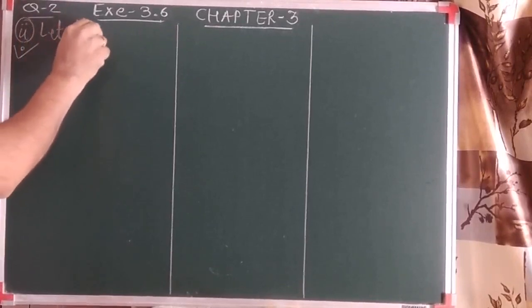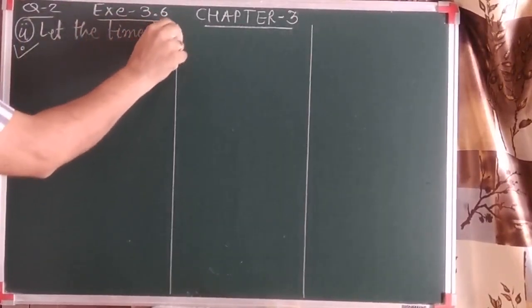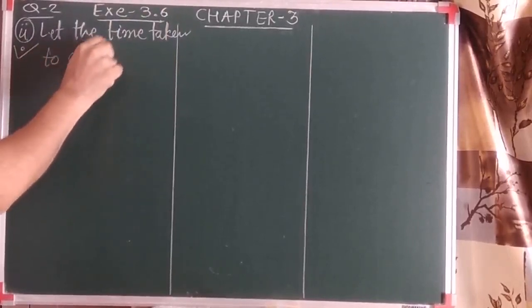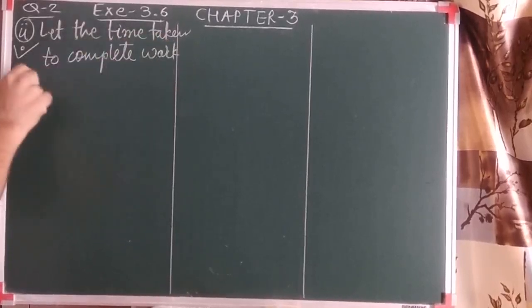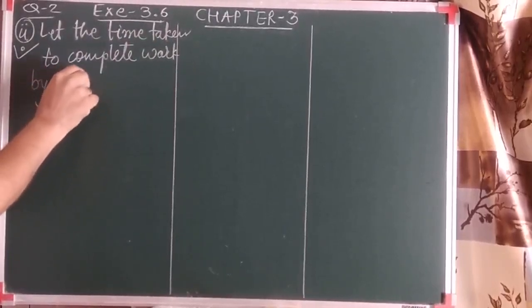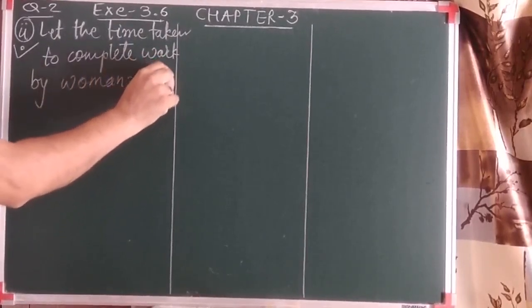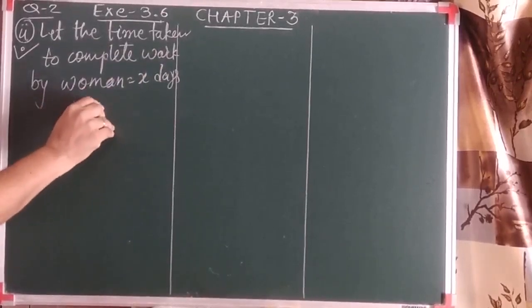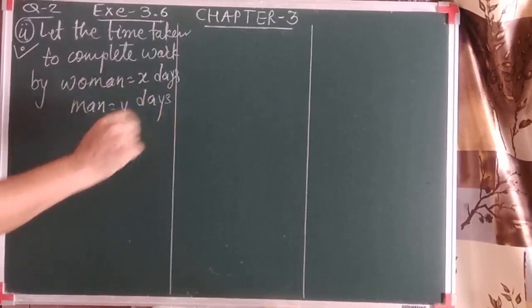Let the time taken to complete one work by woman, that means one lady, that is x days. एक औरत x days ले रही. So what about the man? y days. Now let's see.